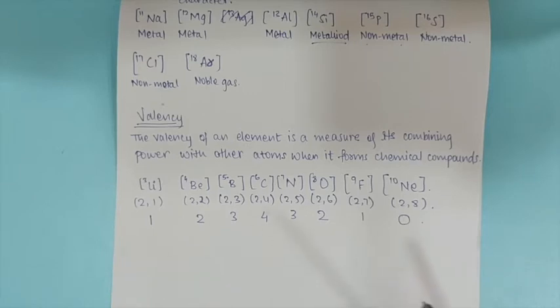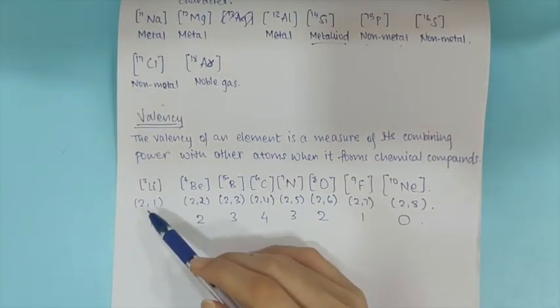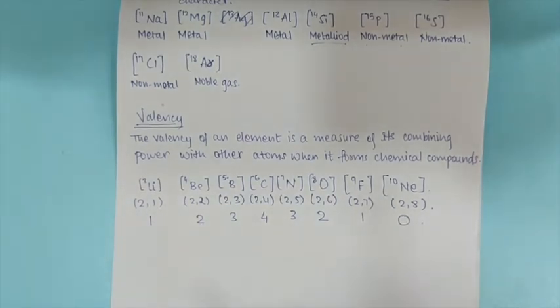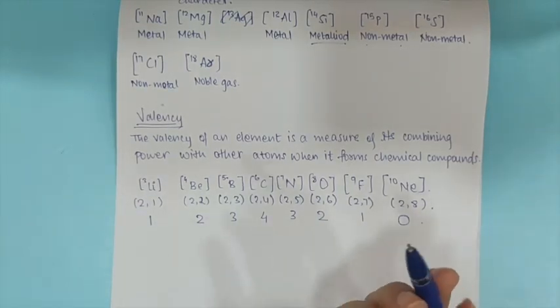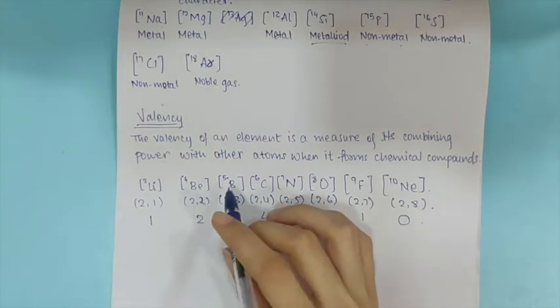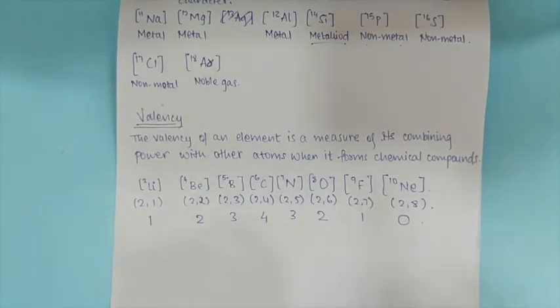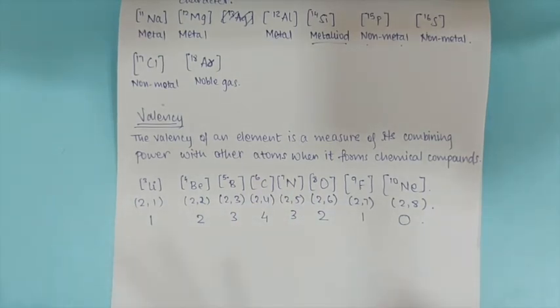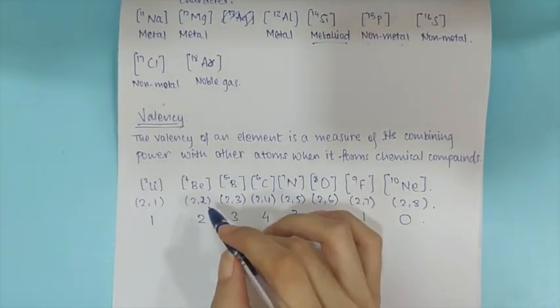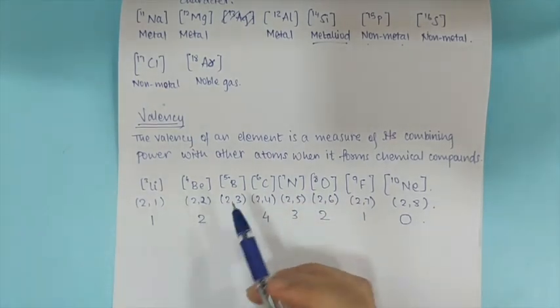In this case, if we take the element lithium, it has 1 electron present in the last orbit. So now, to attain stability, it will either gain 1 electron or lose 1 electron. Therefore, its valency is 1. If we come to beryllium, as an element it is stable already, but if beryllium wants to form a compound, it has to lose 2 electrons to attain stability, and that's why its valency is 3.